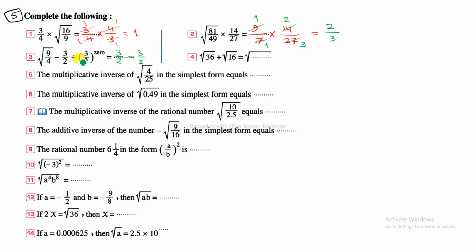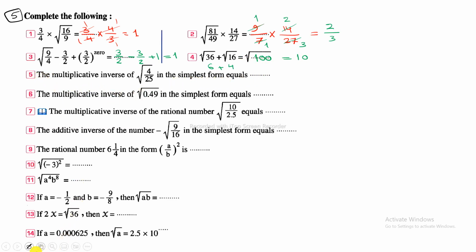3 over 2 plus 3 over 2 power 0, which is plus 1. 3 over 2 minus 3 over 2 is 0, 0 plus 1 is equal to 1. Here the square root of 36 is 6, plus the square root of 16, which is 4. 6 plus 4 is equal to 10. So the square root of what gives us 10? Take 10 times itself, 10 times 10 is 100. So here the square root of 100 is equal to 10.